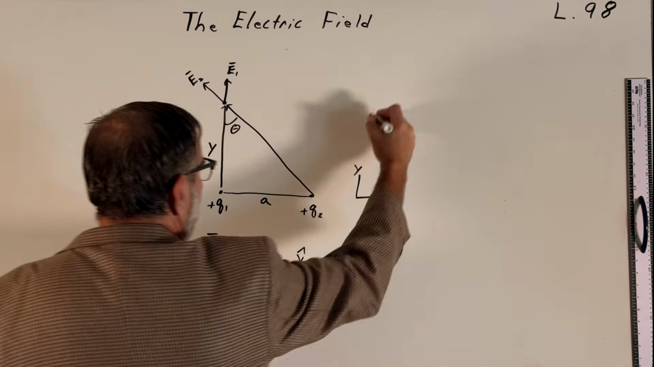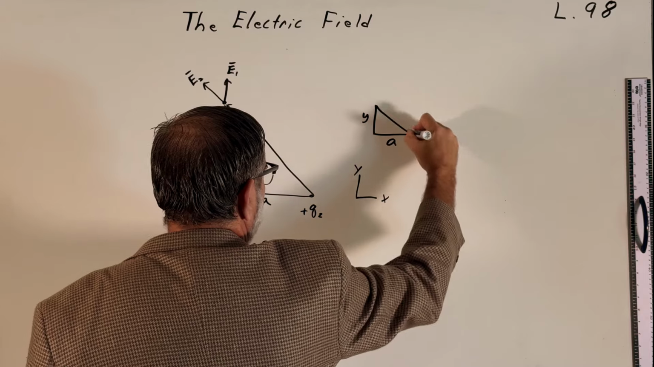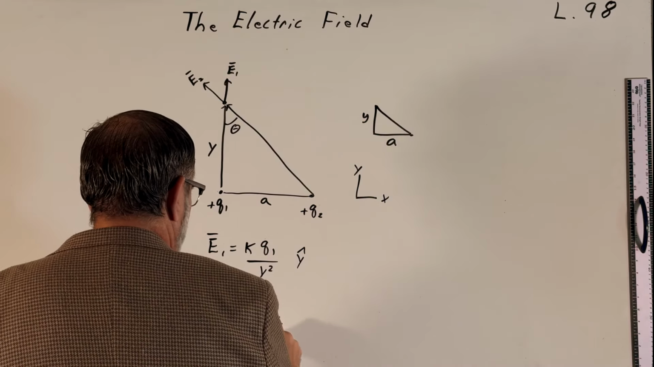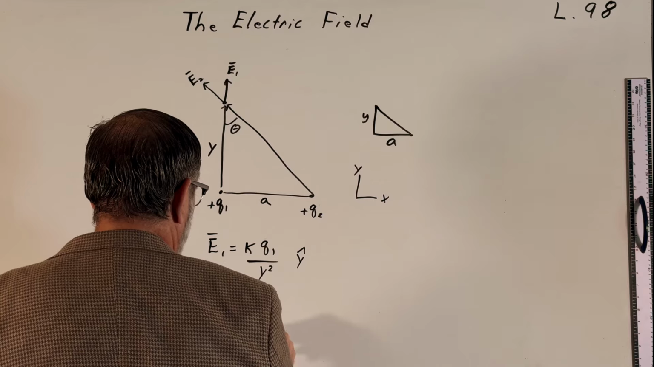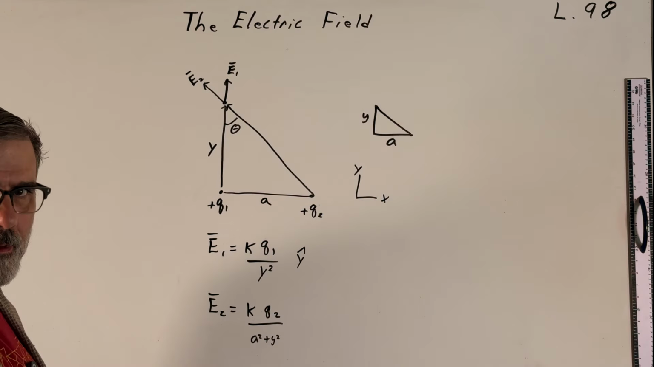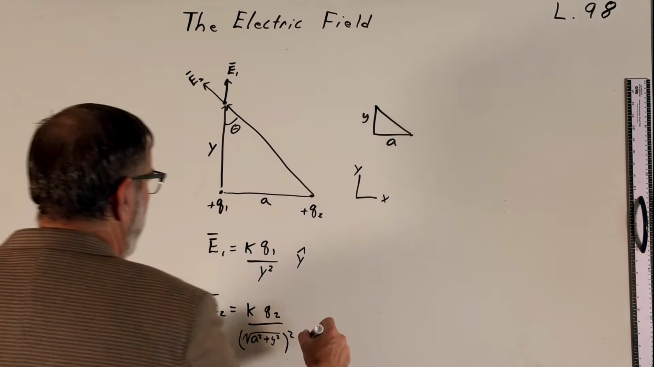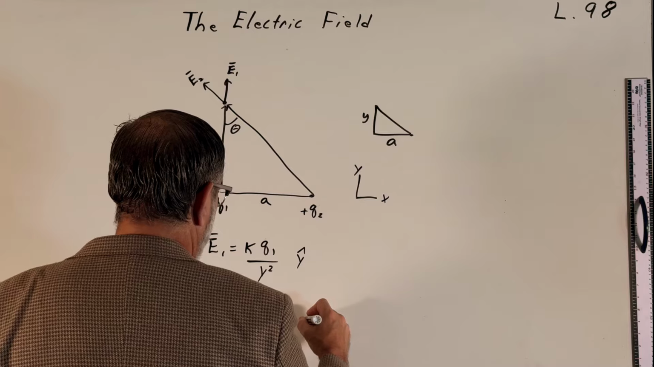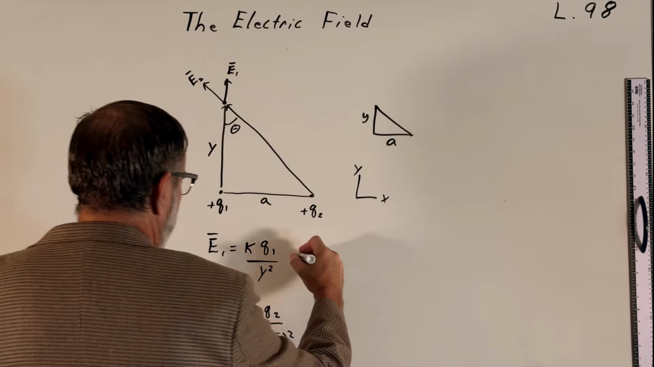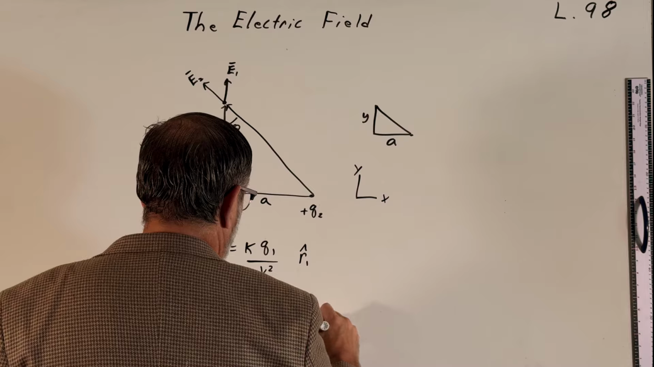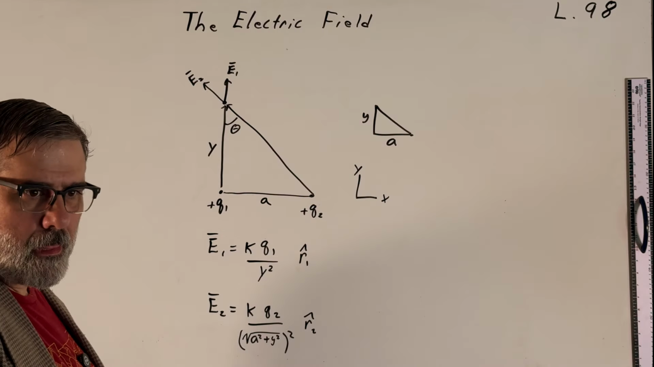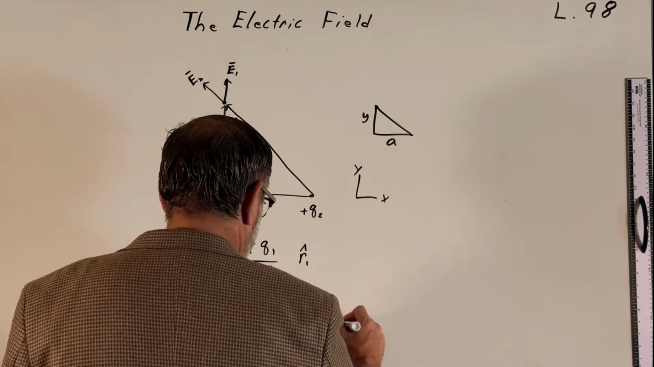Which is what? Well, we've got a triangle which has A and Y, so what is this length? Well, it's just A squared plus Y squared, square rooted, but if I square that, then it's just A squared plus Y squared, right? Did that make sense? Let me write it out fully. Squared, and that is in the, this is what I was worried about before. I'm going to call this the R1 direction, and this will be the R2 direction, right? Okay? But that is just equal to K Q2 over A squared plus Y squared, because when you take the square of a square root, it takes away the square root, right?